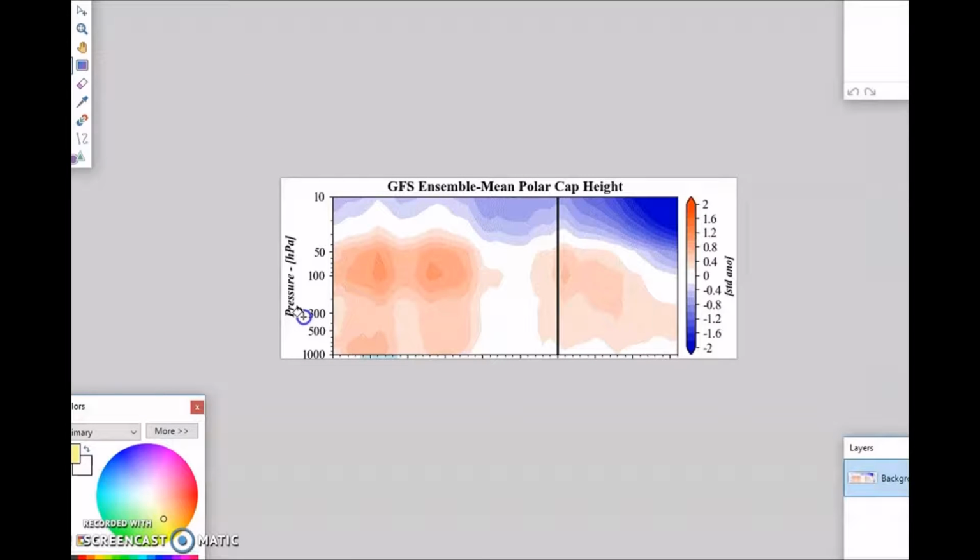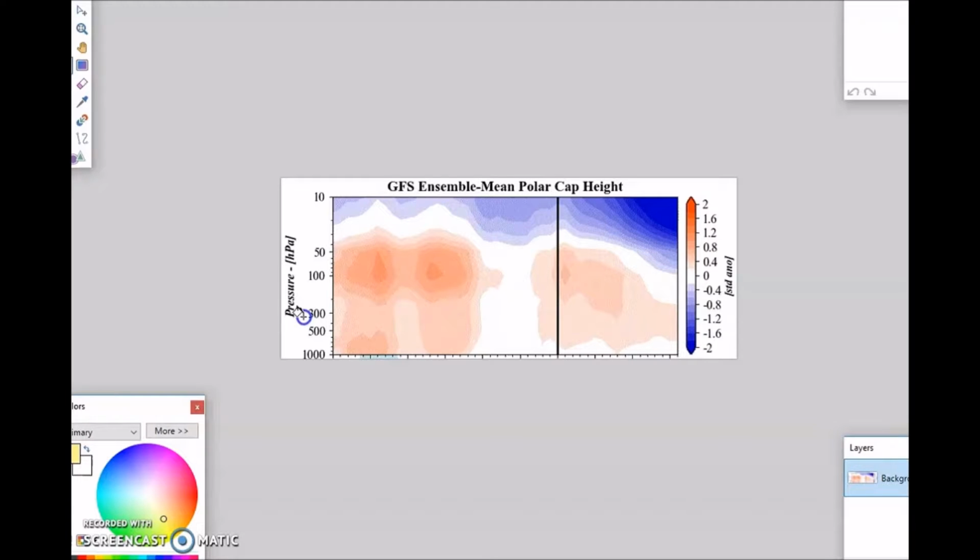What you're looking at here is the polar cap height, and during this period for August 12th to 16th, there are currently normal to below normal polar cap height anomalies in the stratosphere and normal to above normal polar cap anomalies in the mid and upper troposphere. In the lowest troposphere, polar cap geopotential anomalies are near normal, consistent with the close to neutral AO phase.